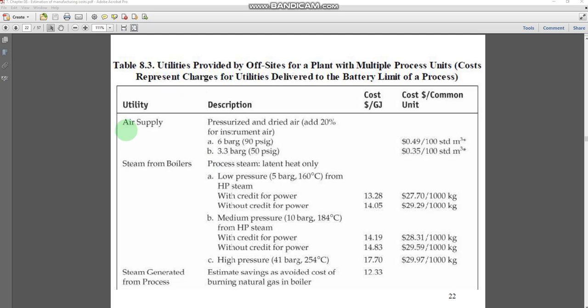Okay, now here we have seen that there are a lot of utilities in the process. Maybe air supply, you have to deal with the pressurized and the dried air and different pressures here, and on the right hand side you have the cost in terms of the quantity. And then also you can have the steam from the boiler. So sometimes the process steam is required to generate electricity, or sometimes the steam is required within the process for the heating and the cooling requirement. Okay, so for each type of steam, you can see the relevant cost here in terms of energy and also in terms of quantity.